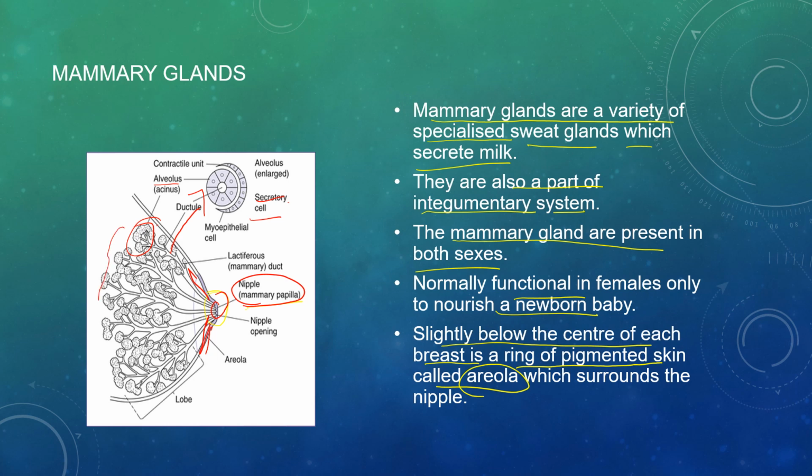So these are the mammary glands. This is the mammary gland diagram. There is a contractile unit here. There are secretory cells, there are myoepithelial cells, and this is the lactiferous duct, or the duct which carries the milk to the nipple.